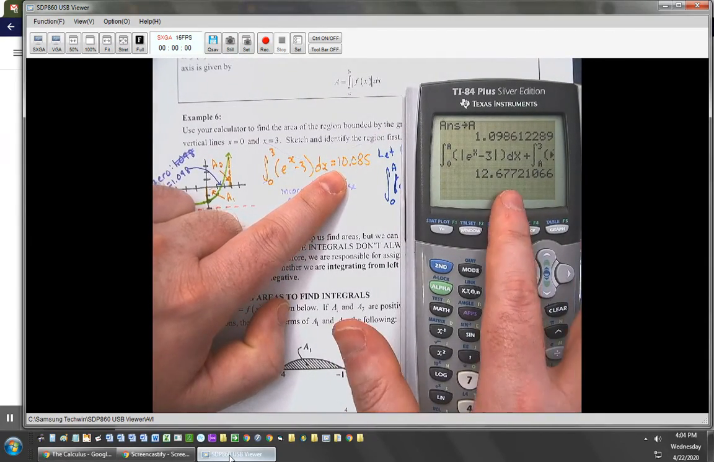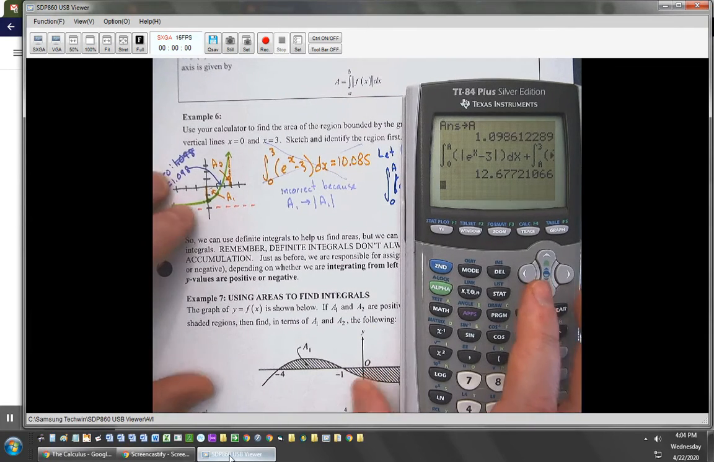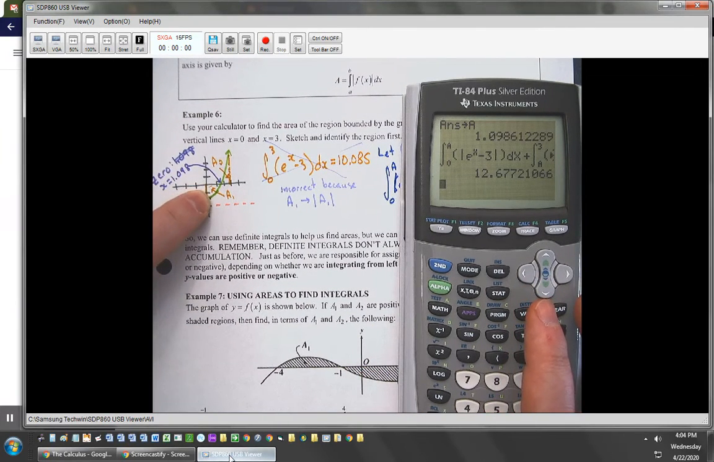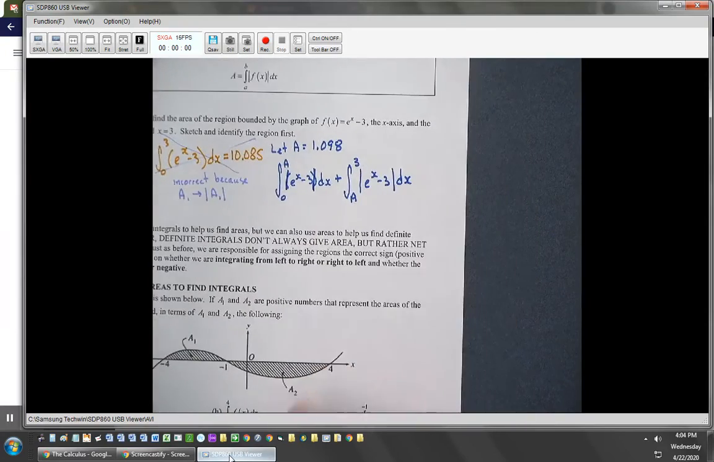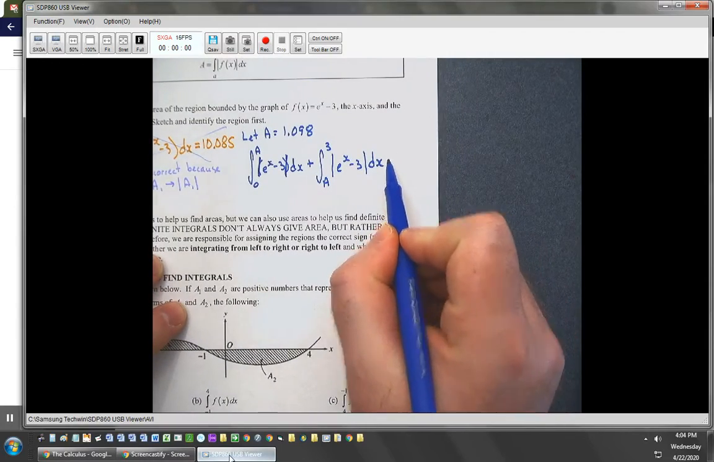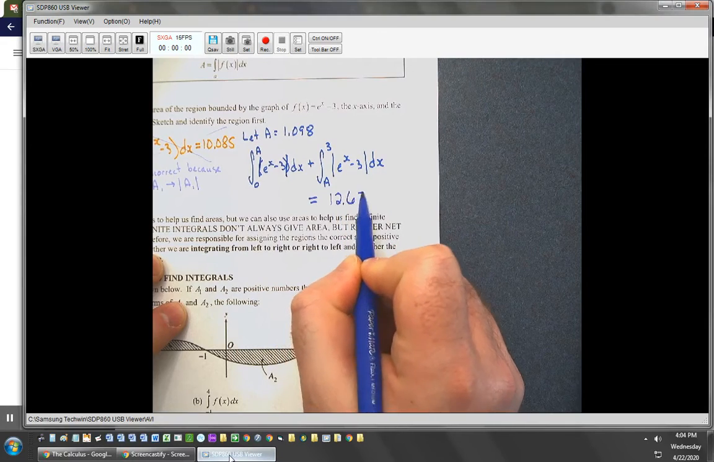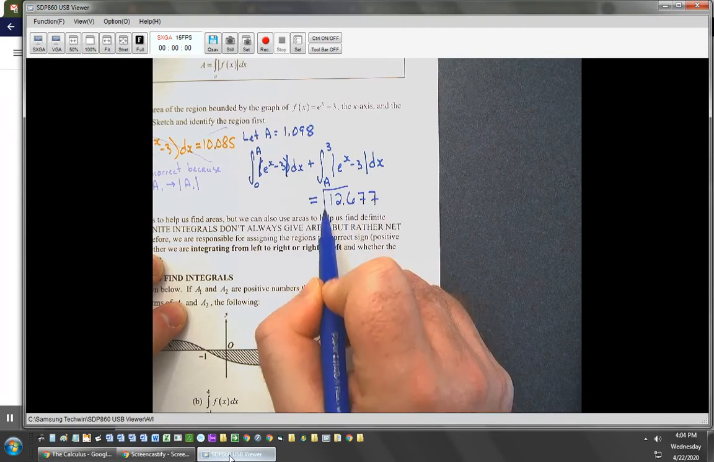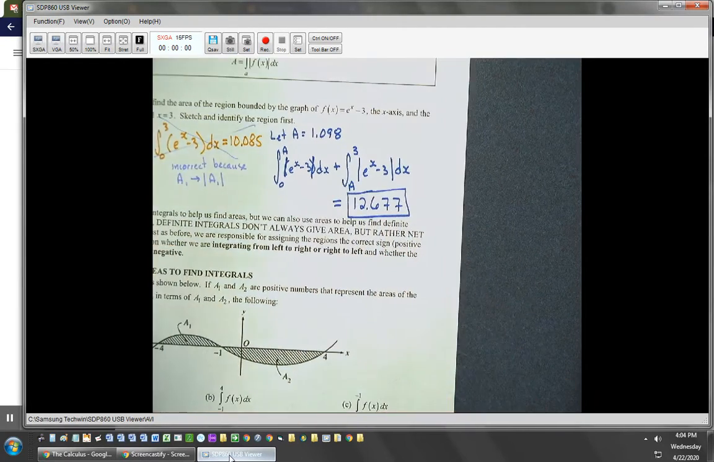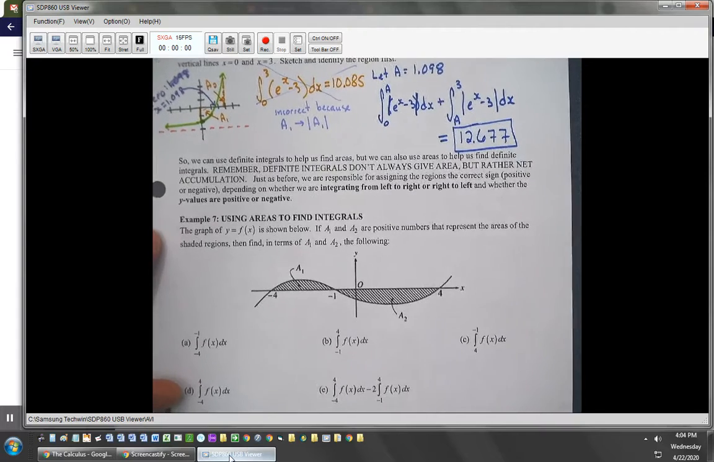Why is this number bigger? Hopefully you thought about it. It's because this was a negative, it took it away, and now we're adding that value on there. So our actual area is going to be equal to 12.677. Now, to be careful, if they put some units on there, you got to add some units, but luckily they don't have any units for us, so we don't have to worry about it.